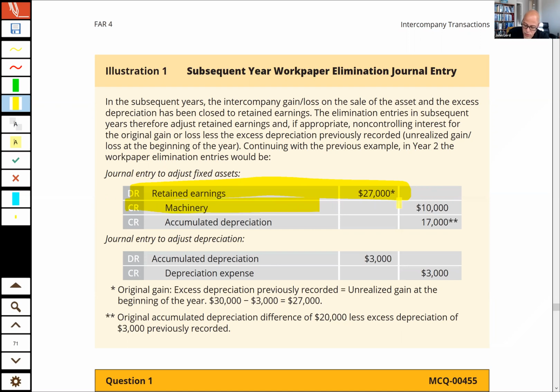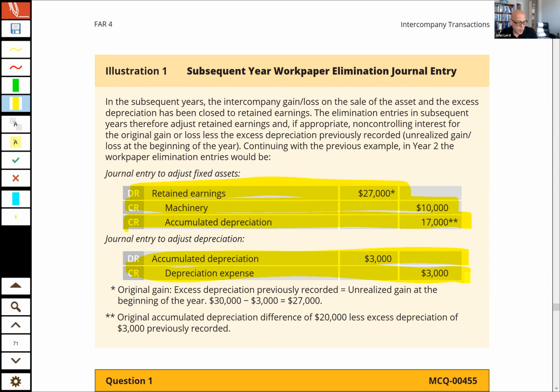The machinery still has to come down 10,000, but now the accumulated depreciation is not 20,000 off because of the difference between the 90 and the 70,000. It's 17,000 off because now we've taken the extra accumulated depreciation on the books of the purchaser. And then of course we still have to adjust the accumulated depreciation for the current year because we continue to take too much depreciation.